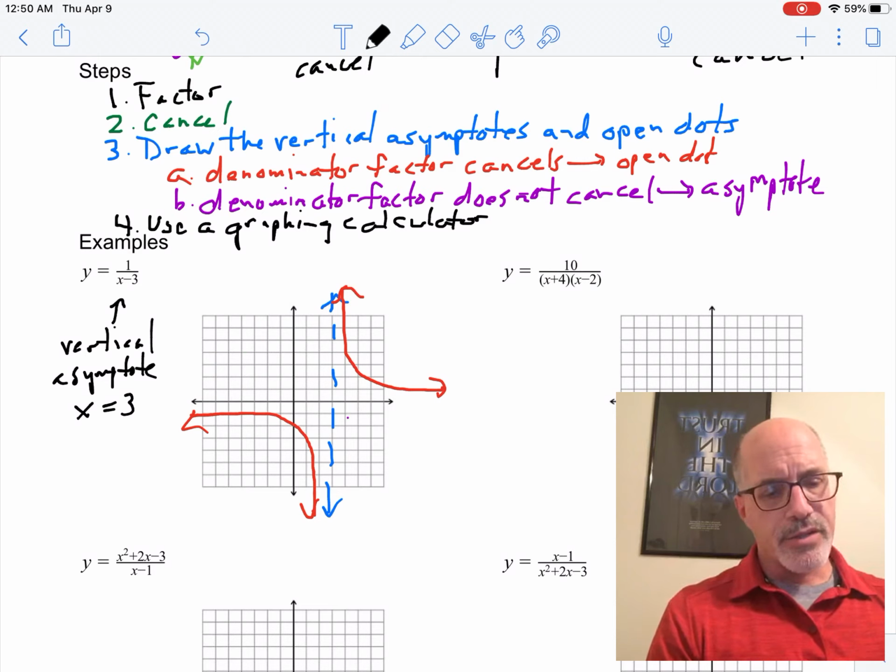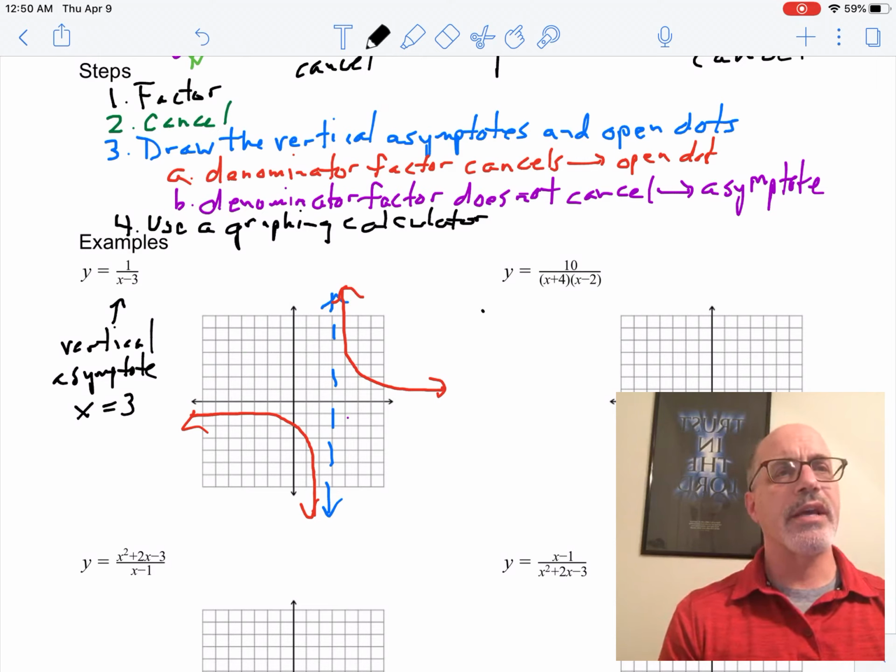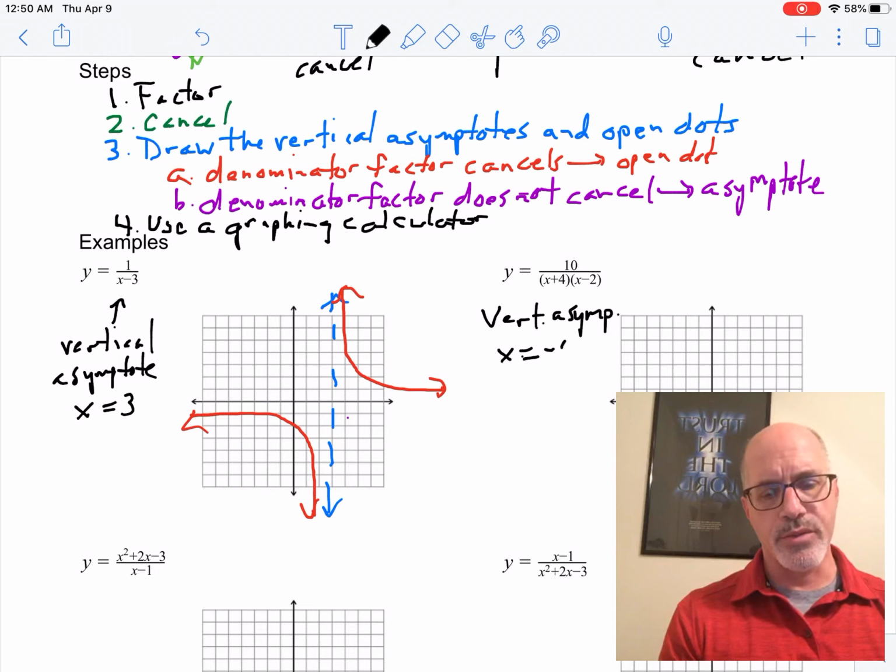All right, now let's try the next one. Let's see how this one works for us. Notice that, again, we have denominator factors that do not cancel. So those become vertical asymptotes. You're going to have the vertical asymptote at x equals negative 4, and then also at x equals 2.